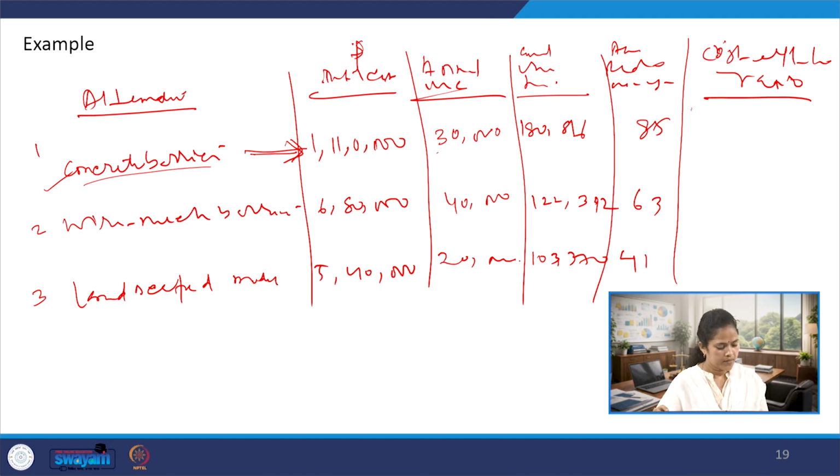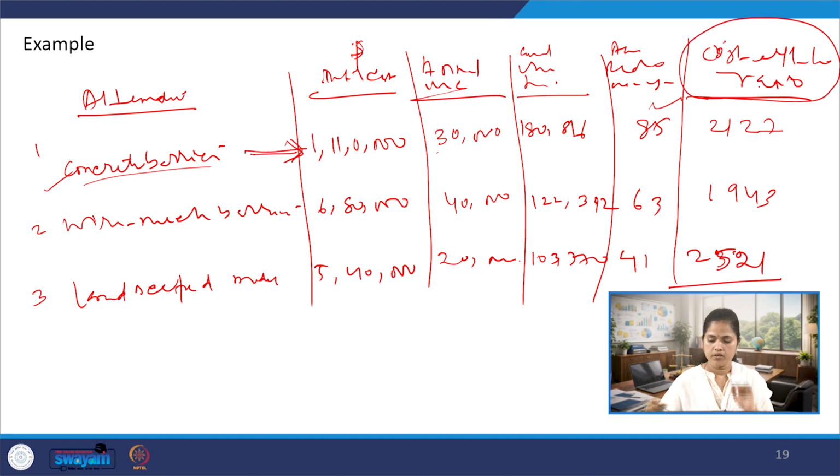We have calculated, and we found that the cost effective ratio for the first approach is $2,127, the second one is $1,943, and the third one is $2,521. This cost effectiveness ratio is found by taking the cost divided by the effectiveness.